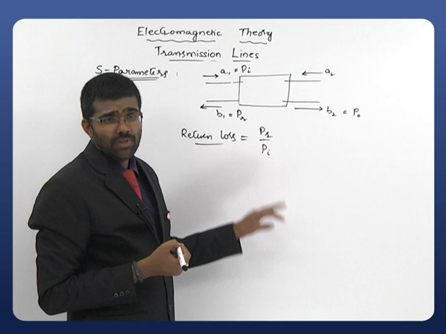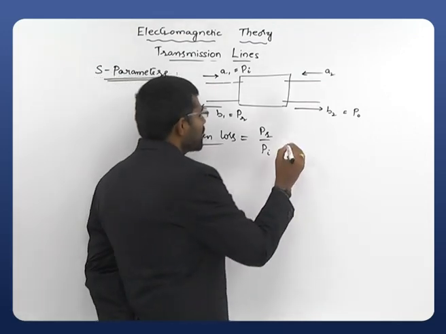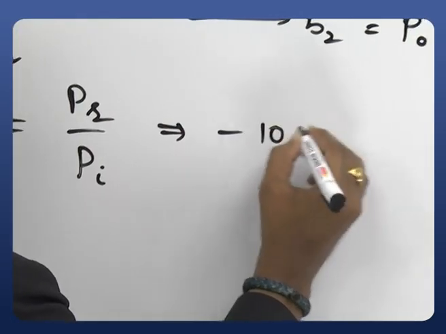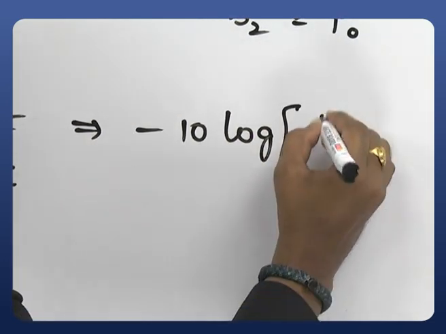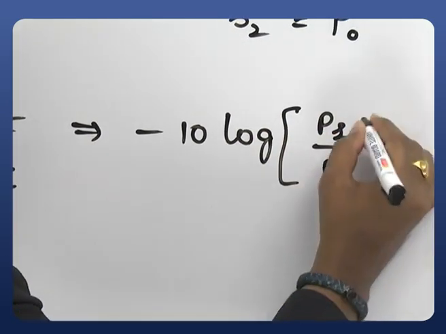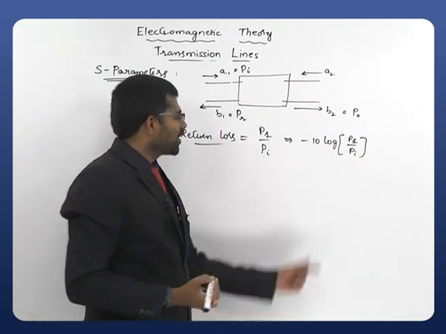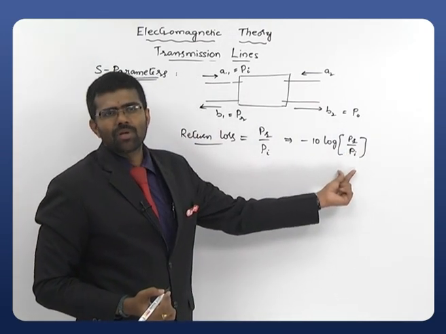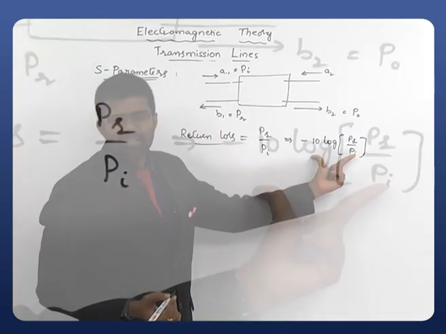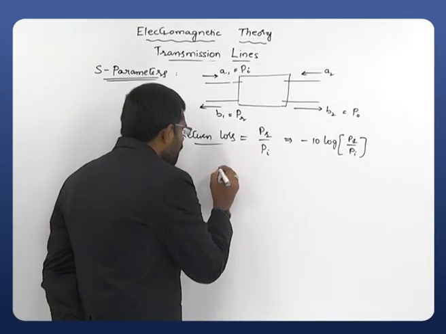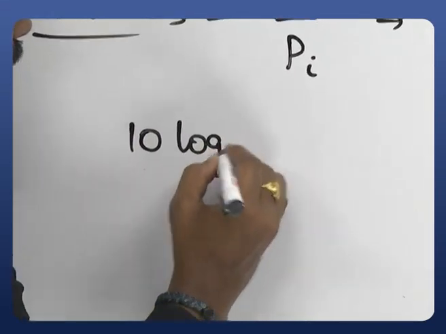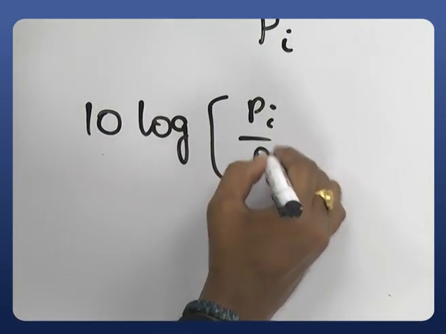Now I require this one in decibels. That's why I will apply minus 10 log PR by Pi to this one. So minus 10 log PR by Pi. Then what you will get is the same return loss in decibels. Now the same can be written as 10 log Pi by PR.